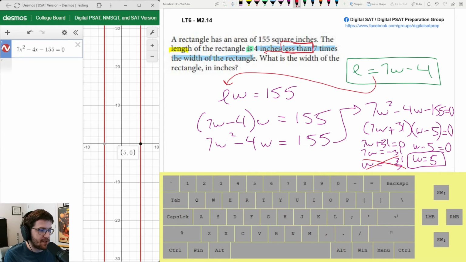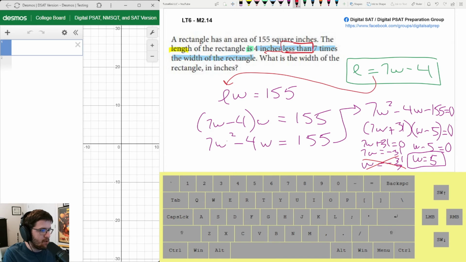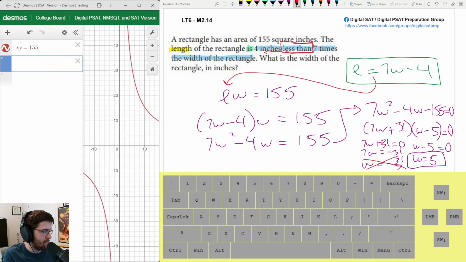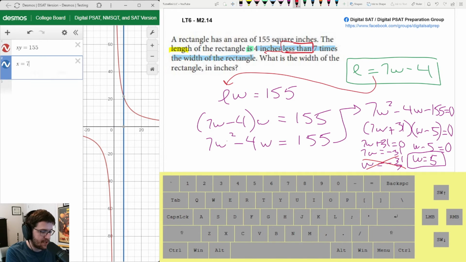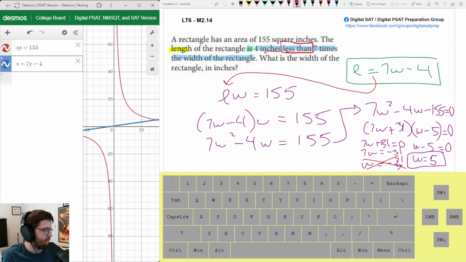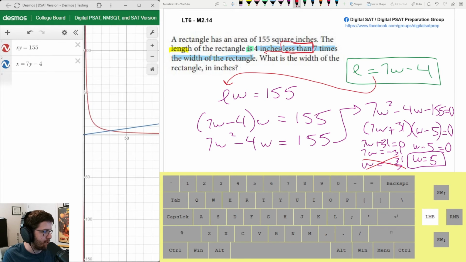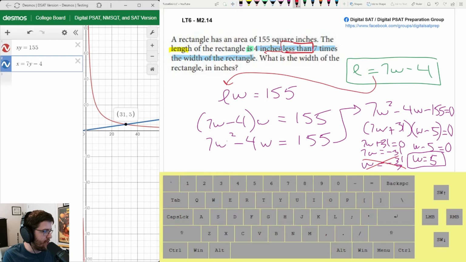You also can just type it in straight from the beginning as a system, so I'm going to show you that now. So let's say I made length x, alphabetical order, I make length x and then width y. So I'm going to do xy equals 155. That's the area equation we came up with. And then the length equation we came up with is x equals 7y minus 4. And we want to be in the first quadrant so that they're both positive. And you can very quickly see that the length is 31 and the width is 5.